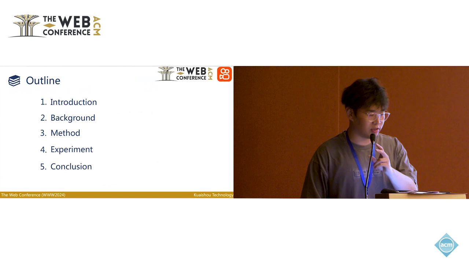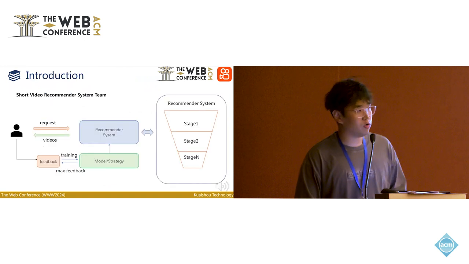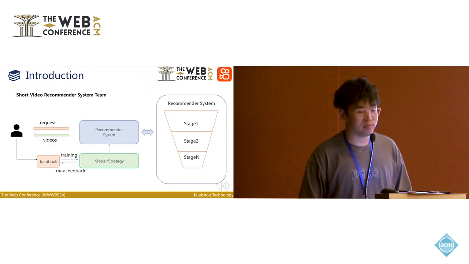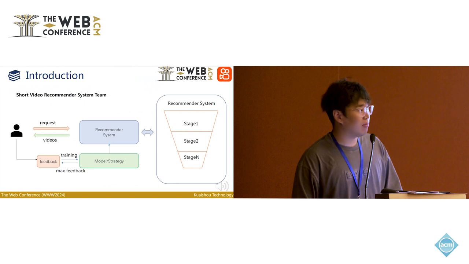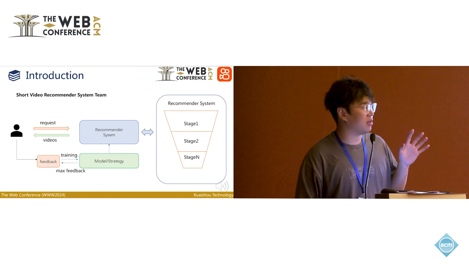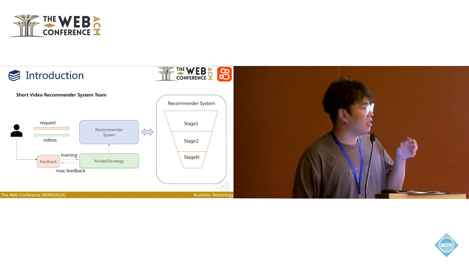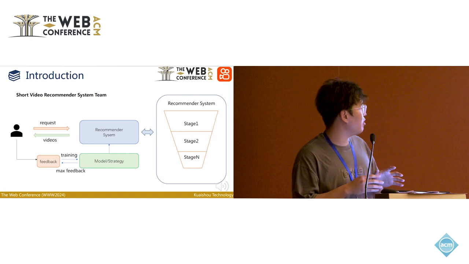This is my brief outline. Kuaishou is a short video recommendation platform. Users in our app always see one video at a time. In addition to that, they can like, share, or comment on everything.